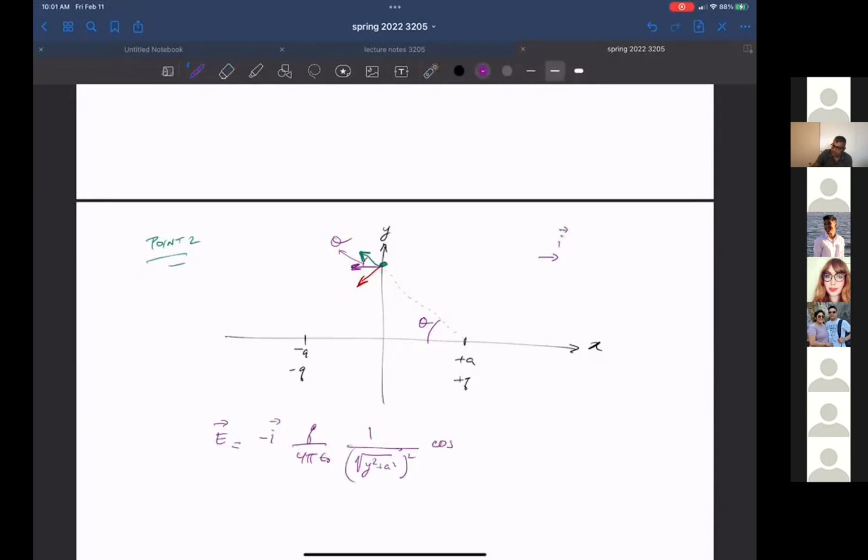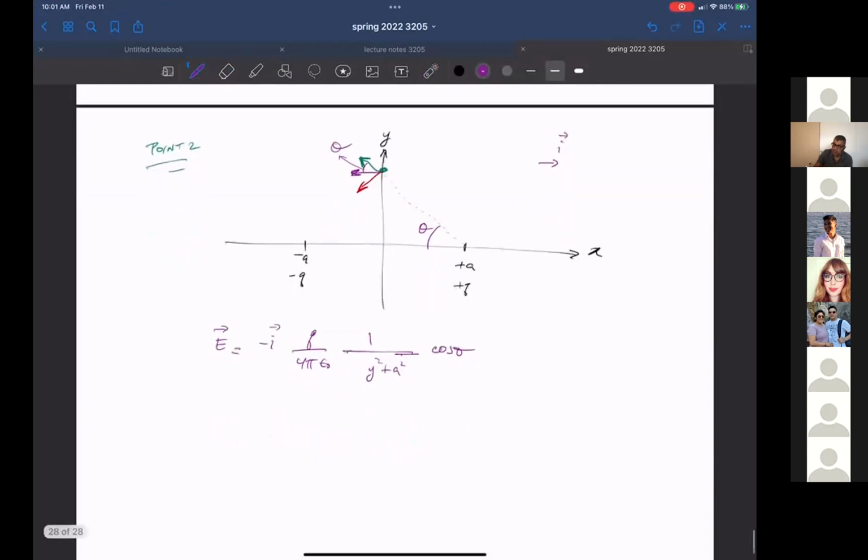Times cosine of theta, because I want to know what component of that is lying in this horizontal direction. Okay, so this guy now, because it's 1 over y squared plus a squared, square root of that squared is just y squared plus a squared. Okay, cos theta. That's what I end up with. Everybody with me? So that's just the horizontal component of the electric field caused by this guy on this y-axis, times cos theta.